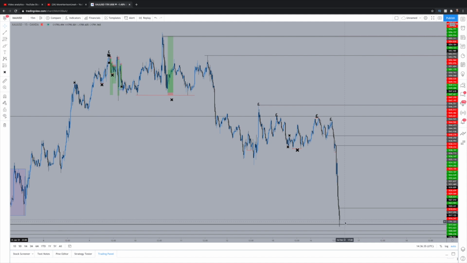We're going to see how this goes. This could be the move to 2000. It could be the move to 1965. It can even be the move just to up here.